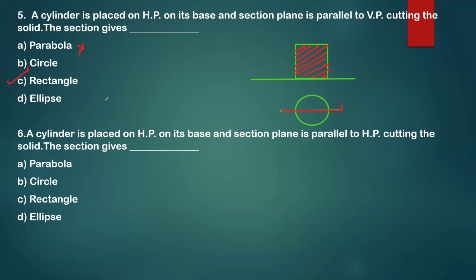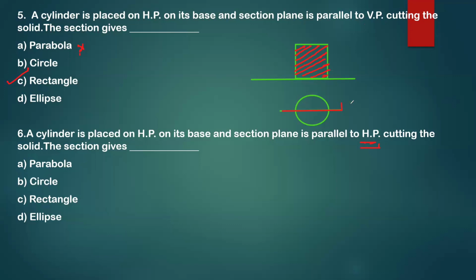In case of question number 5, the section plane is parallel to VP. And in case of question number 6, the section plane is parallel to the HP. So this is the difference, but it will change everything. Here you will see, this is parallel to HP, and in case of this fifth one, we have seen it is parallel to the VP. So we just discussed it.